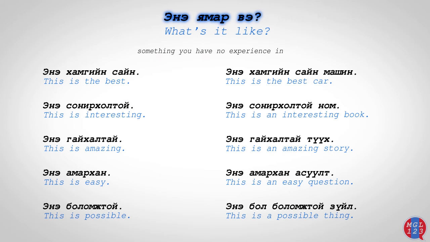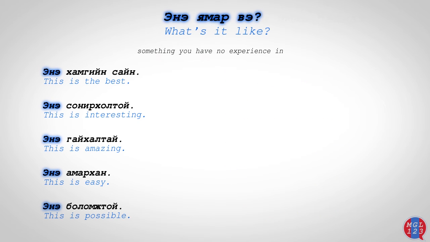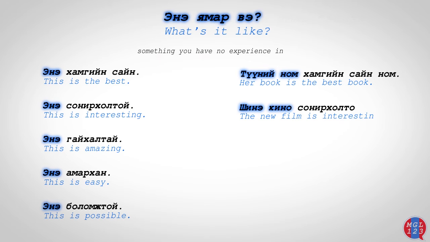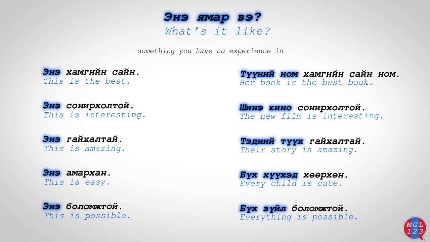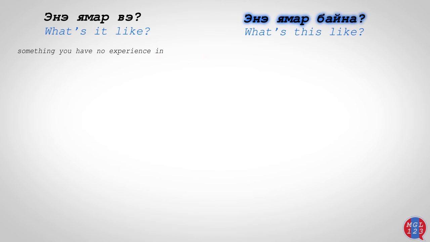Энэ бол боломжтой зүйл. Now, we don't have to always use in as a subject. We can substitute in with other sentence parts. For example, түүний ном хамгийн сайн ном. Шинэ кино сонирхолтой. Тэдний түүх гайхалтай. Бүх хүүхэд хөөрхөн. Бүх зүйл боломжтой.